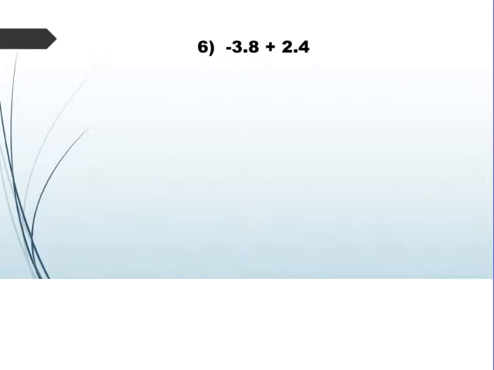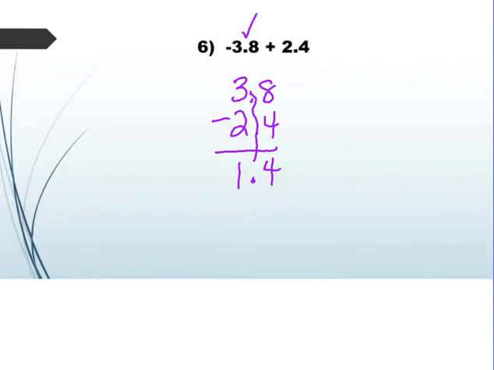Practice number 6. It's addition. Signs are different. Big minus small. Line up our decimal. 8 minus 4 is 4. 3 minus 2 is 1. The larger of the two numbers is negative, so my answer is negative 1.4.